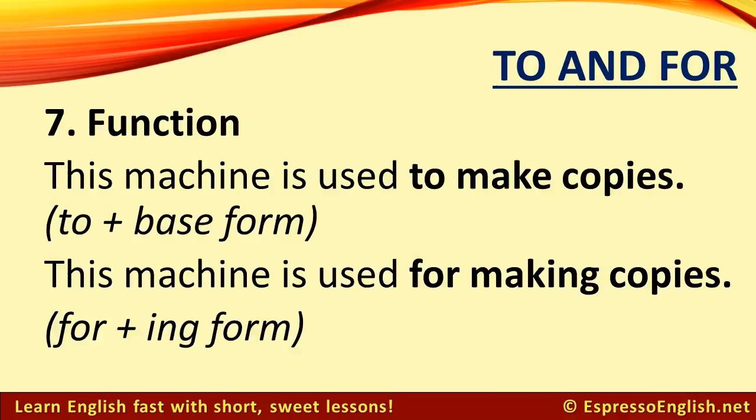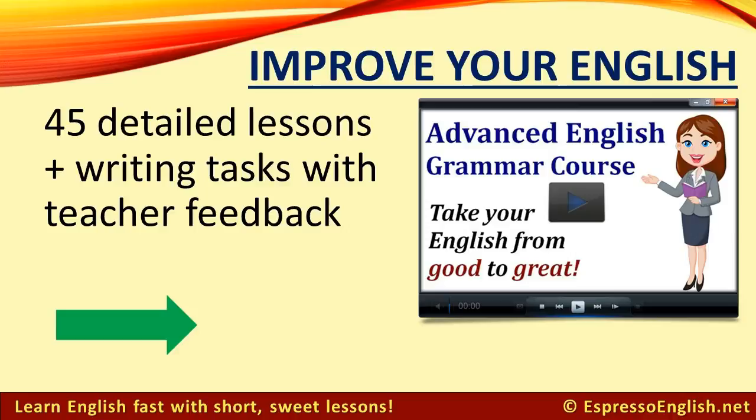When talking about function, we can use to or for, but to is followed by the base form, and for is followed by the ing form of the verb. This machine is used to make copies. This machine is used for making copies. I hope now you have a better idea of when to use to and when to use for.